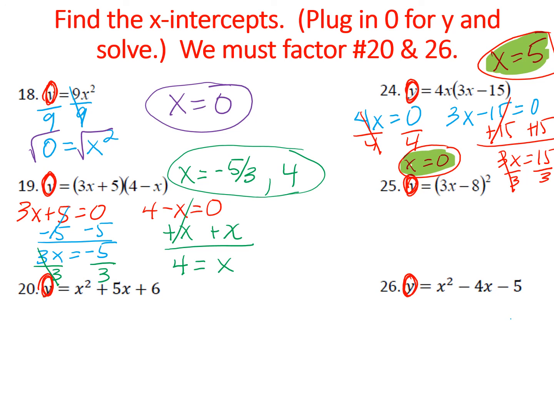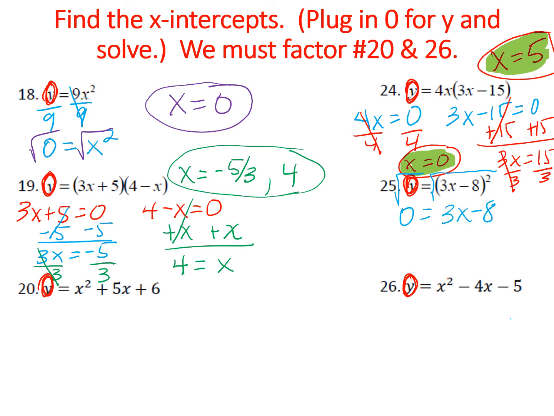Number 25, 0 equals 3x minus 8 quantity squared. Again, the opposite of squaring something is taking the square root. So first off, I'm going to think through our process, what's happening to x. It's being multiplied by 3, then we subtract 8, then we square it. So to work that in the opposite order, we'll take the square root of both sides to start with. So 0 equals 3x minus 8.